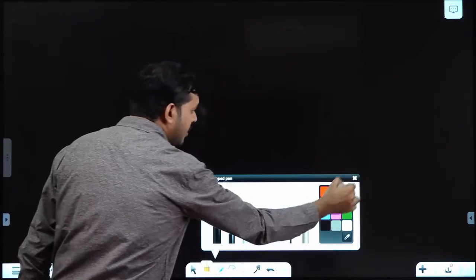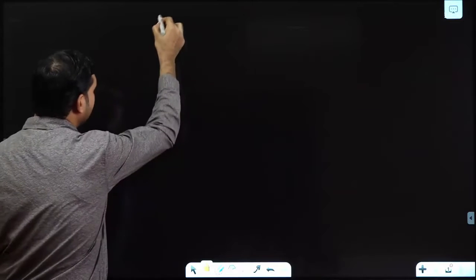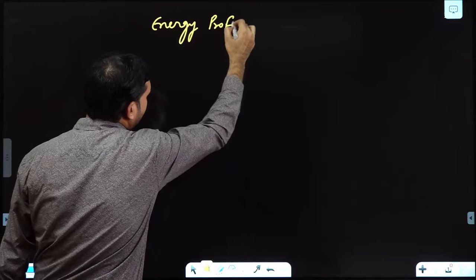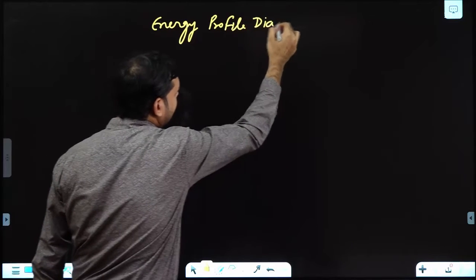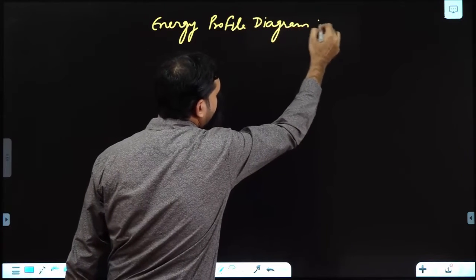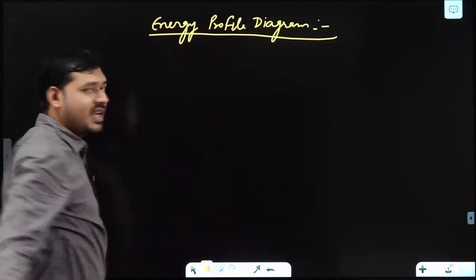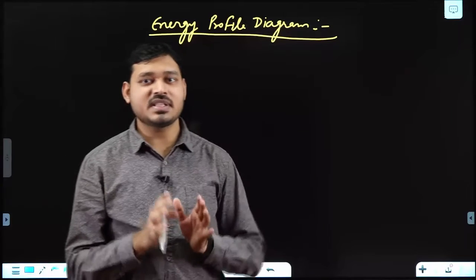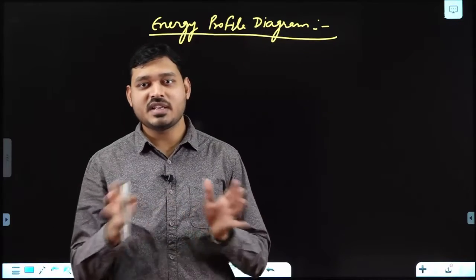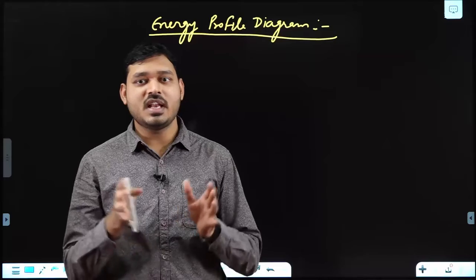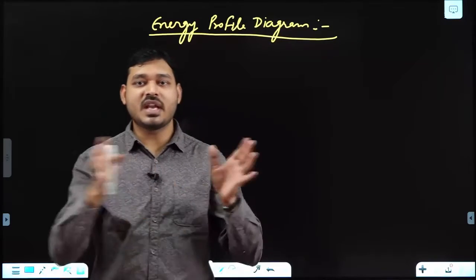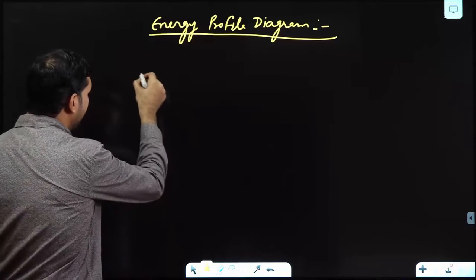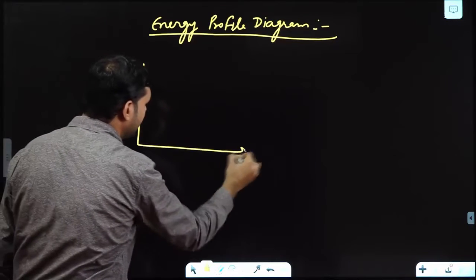Now when we study energetics, we discuss the energy profile diagram. Now what is an energy profile diagram? When we say energy profile diagram, we simply mean the energy change phenomena occurring in any particular step or throughout the reaction process. Okay, so let us understand a small case.